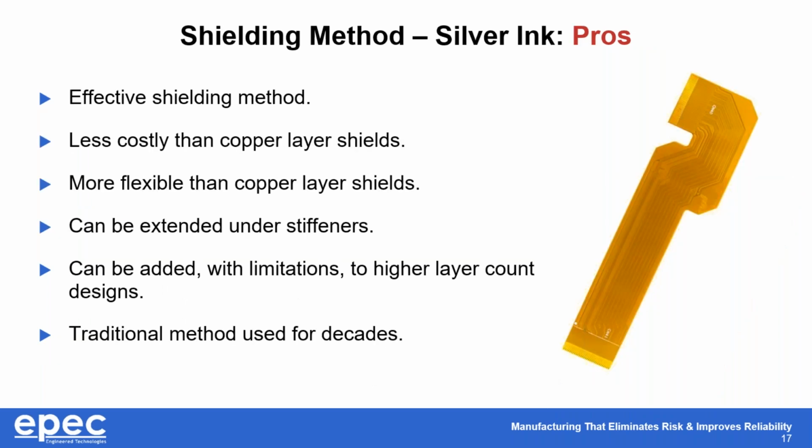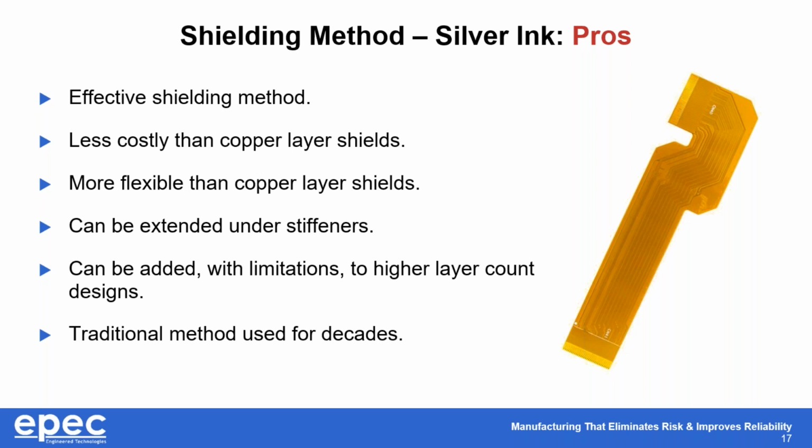So moving on to silver ink, pros. It is an effective shielding method. Arguably, an argument can be made that it's not as effective as copper, but it is a tried and proven shielding methodology. It is less costly than adding copper layer shields. It does result in a design that is more flexible. The silver ink as a material itself is more flexible than copper. It can be extended under stiffeners if required. And again, we'll discuss that a little bit more in detail in the next section.